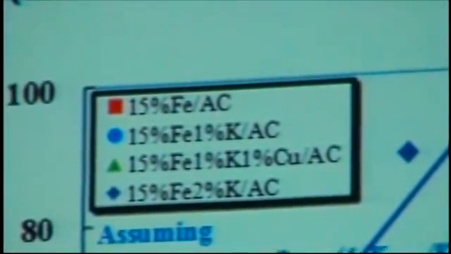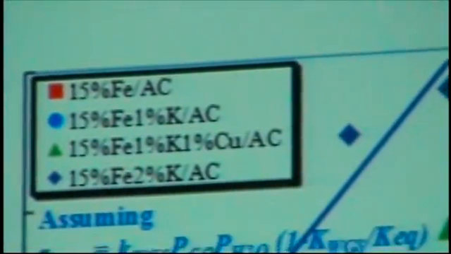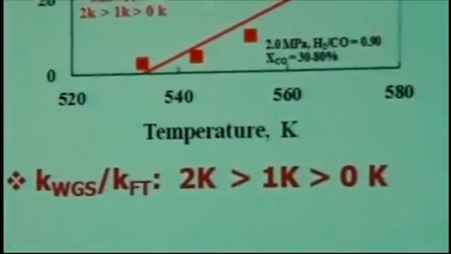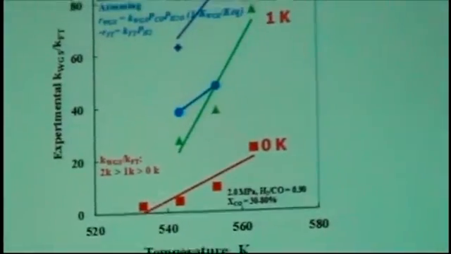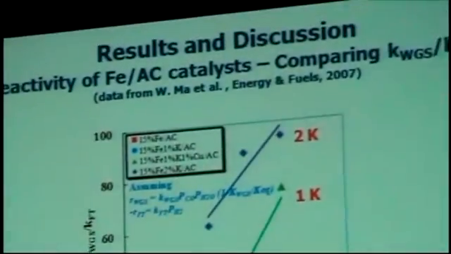So when we work on a different iron catalyst system, in this picture we have the 1K and 2K catalysts, and we can clearly see the ratio also increases significantly with the potassium loading, which means potassium has the ability to adjust the water gas shift reaction during Fischer-Tropsch. So both are the same.